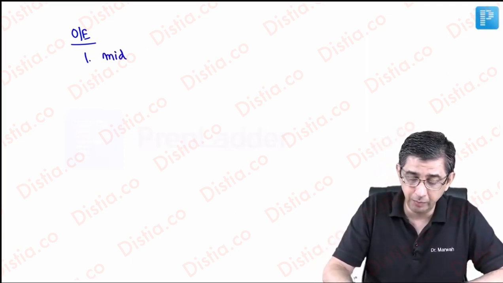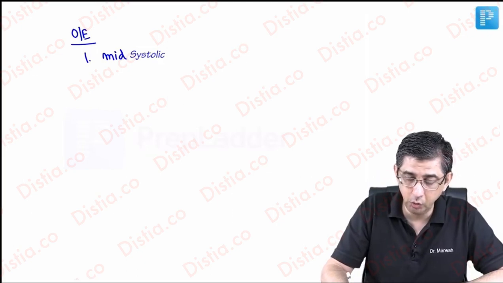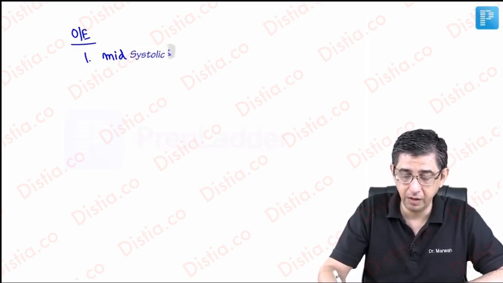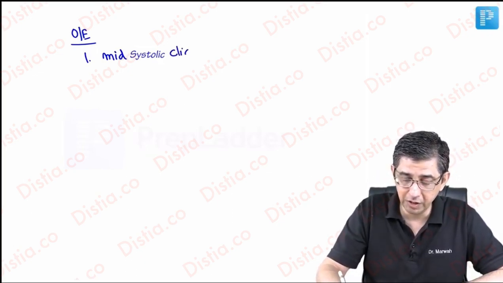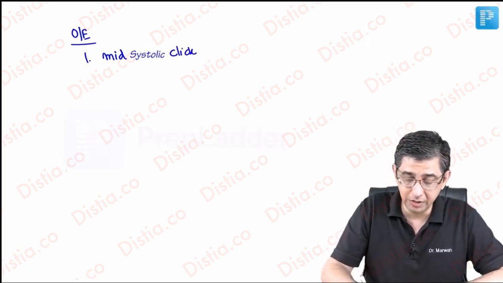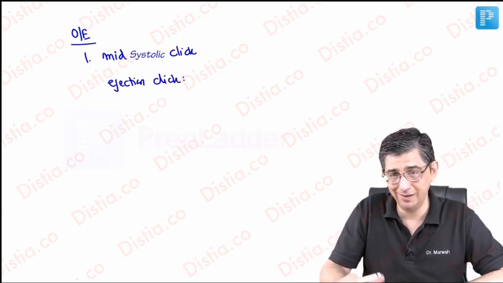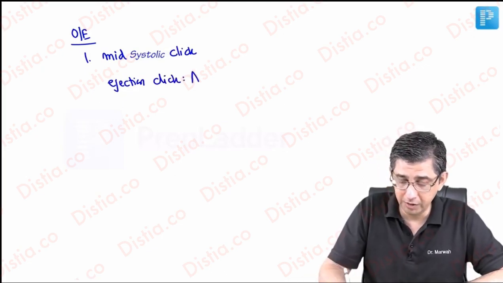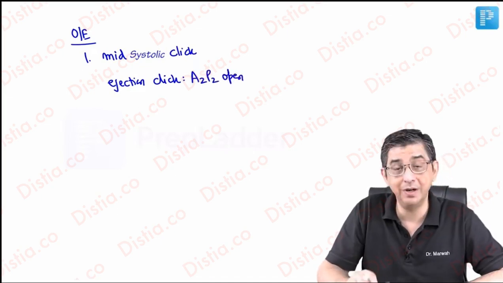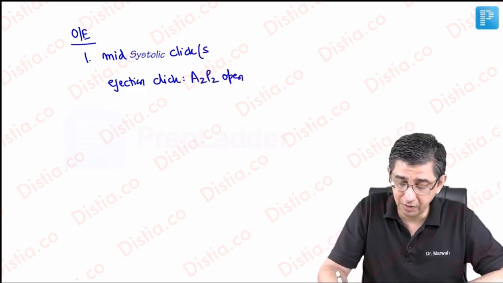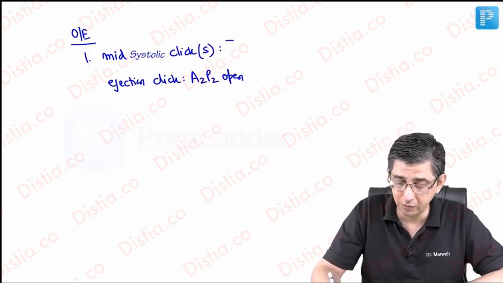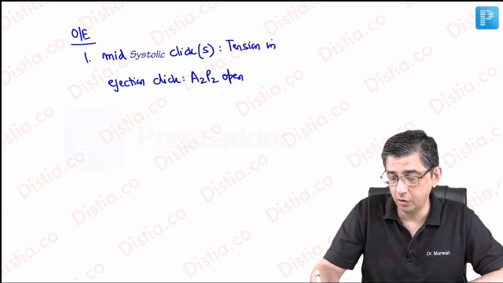When I'm writing the term mid-systolic clicks, I don't want you to ever confuse this with ejection clicks, because an ejection click is a perfectly normal finding. When I described the normal cardiac cycle and heart sounds, I talked about the ejection click, which is the opening of the aortic and the pulmonic valve. But this time, this patient is having these mid-systolic clicks. Why? Because of the tension that is developing in the slack chordae tendineae.